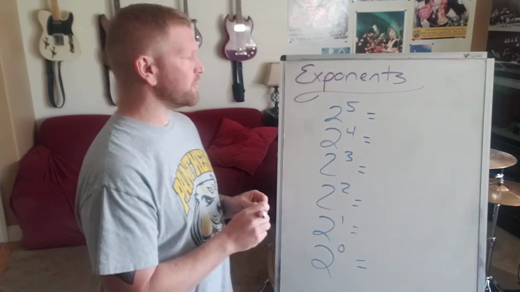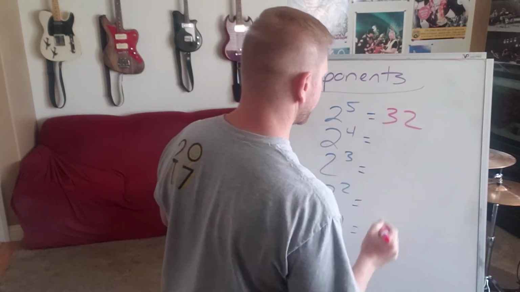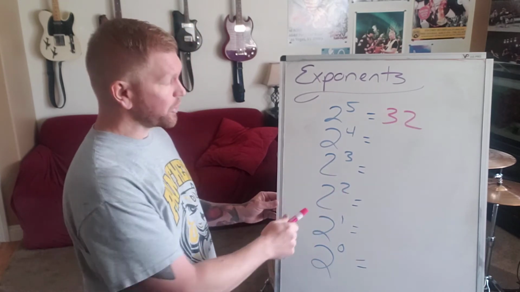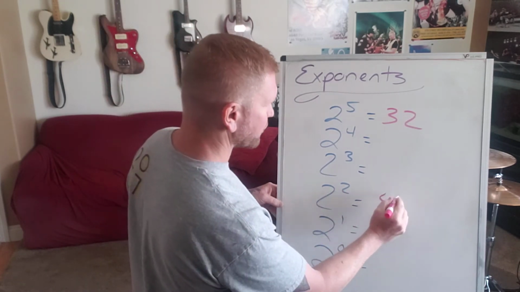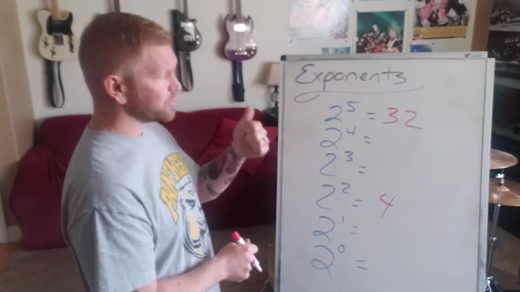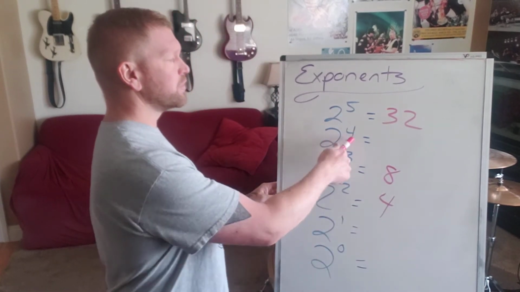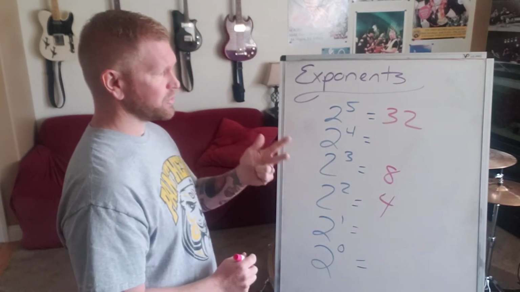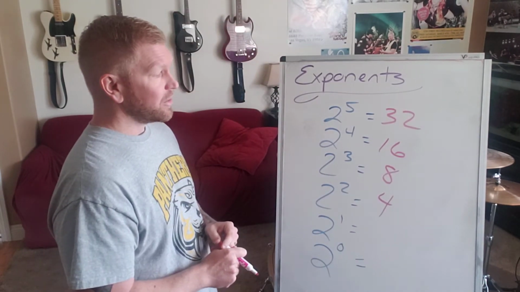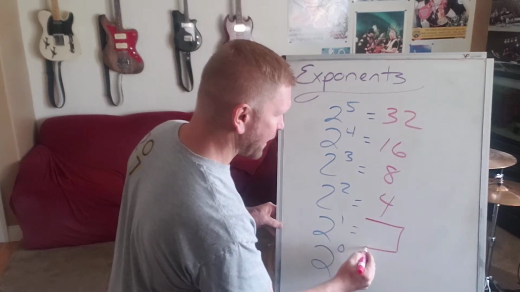Okay, we've just done 2 to the 5th power, and we found out that the answer was 32. Let's build up to that. What is 2 to the 2nd power? What's 2 squared? 2 squared is 4. Okay, what's 2 to the 3rd power, or 2 cubed? 2 cubed is 2 times 2 times 2. That equals 8. What's 2 to the 4th power? 2 times 2 times 2 times 2. 16.